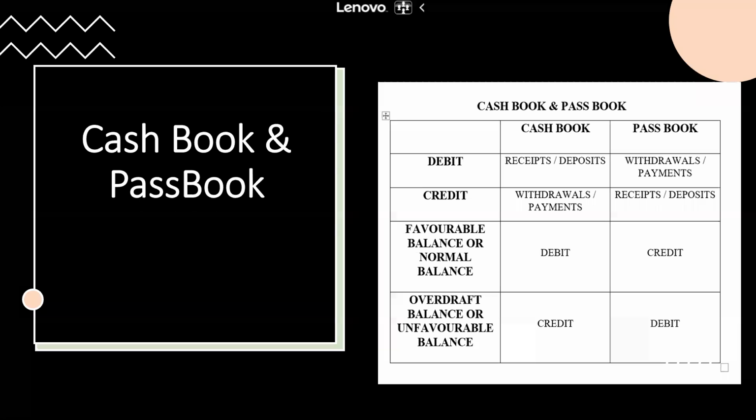Ma'am, the favorable balance of passbook and the overdraft balance of cash book. Very good. Favorable balance of passbook and overdraft balance of cash book. And now when I look at debits, favorable balance of cash book and overdraft balance of passbook. Very good. Favorable balance of cash book and overdraft of passbook will show debit balances.